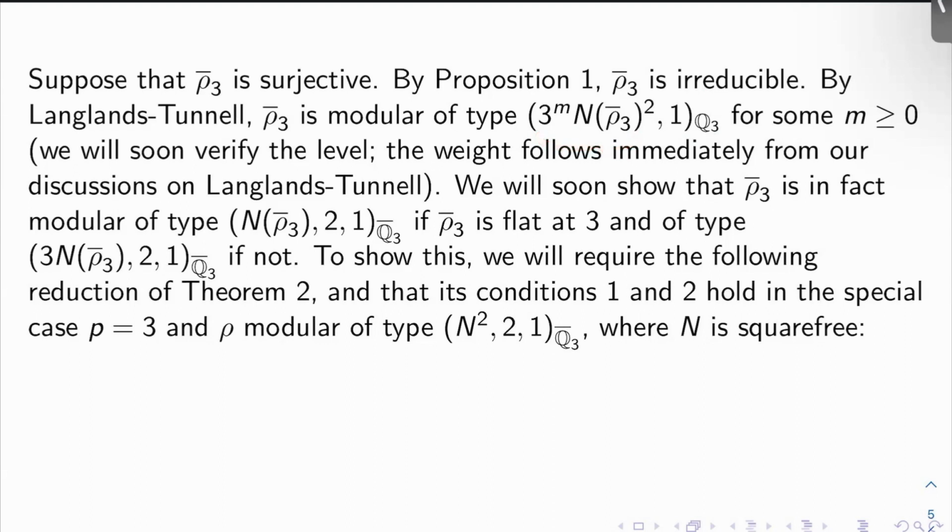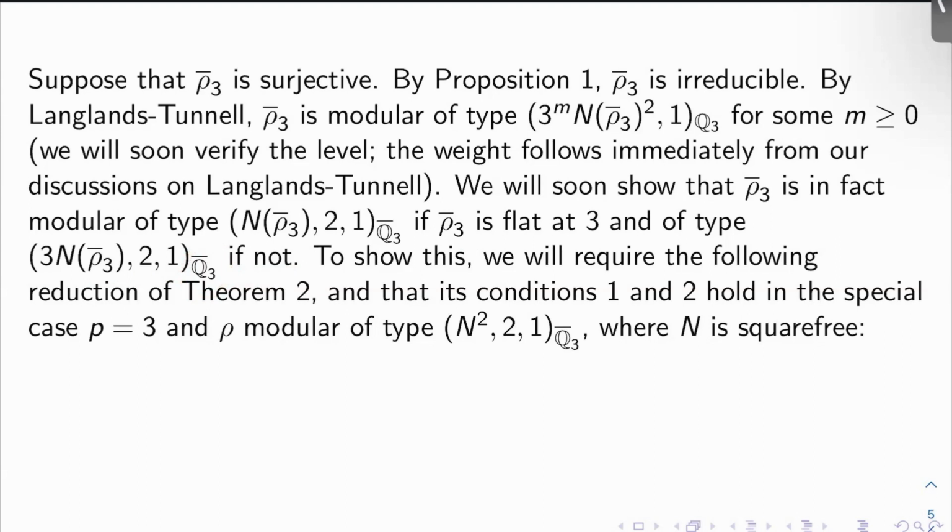Okay, although yeah, okay. So actually, though, we want to do better with this level. We want to show that rho bar 3 is in fact modular of type just the conductor of rho bar 3, 1, so weight 2 trivial character over Q bar 3, if rho bar 3 is flat at 3, and of type 3 times the conductor of rho bar 3, weight 2 character 1 over Q bar 3, if we're not flat at 3. So we will do this later. I have a whole video on this level later.